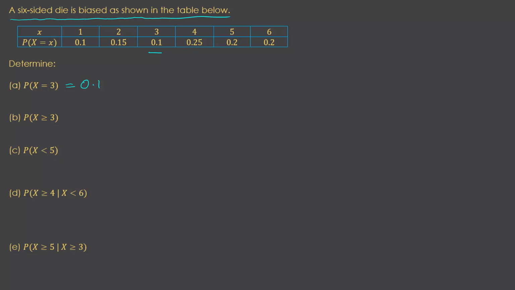And then the probability that x is greater than or equal to 3, so that includes 3. So that's going to be 0.1, add 0.25, add 0.2, add 0.2, which is 0.35, 0.55, 0.75.